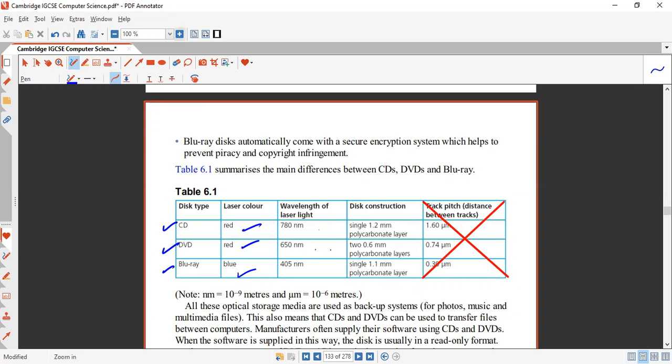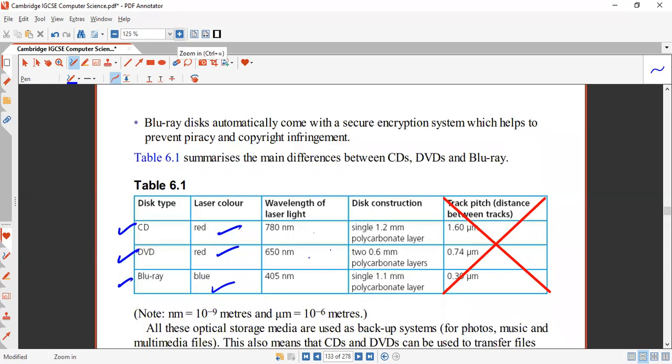Can you see it now, Daniel? Okay, so for Blu-ray the wavelength is 405 nanometers, which is the least as compared to CDs and DVDs. That is the reason Blu-ray contains the maximum, or the highest quality, of data. Clear with this part? Coming towards the disk construction.